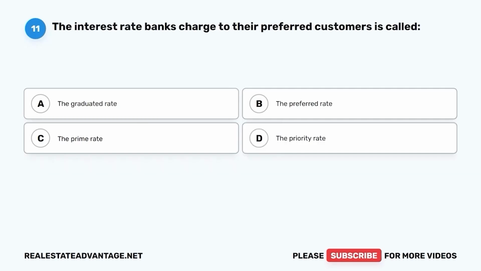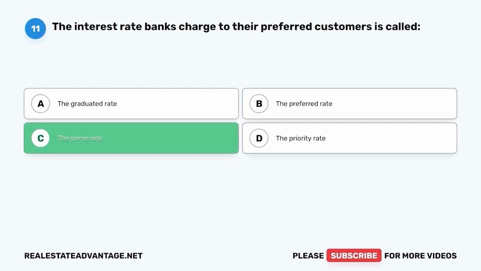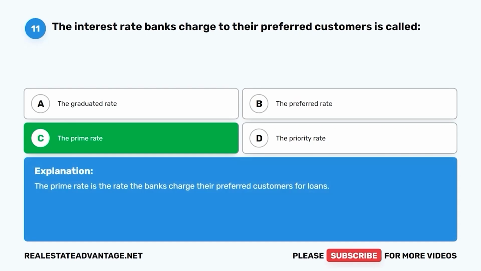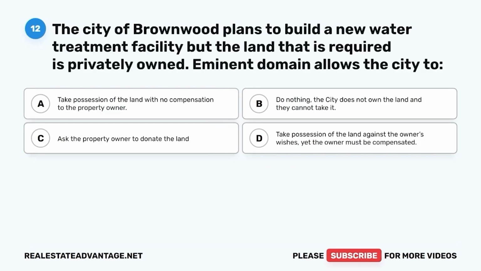Question 11. The interest rate banks charge to their preferred customers is called A. The graduated rate. B. The preferred rate. C. The prime rate. D. The priority rate. The correct answer is C. The prime rate. The prime rate is the rate the banks charge their preferred customers for loans.